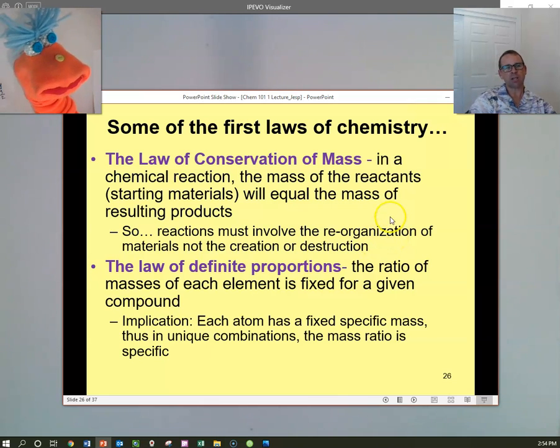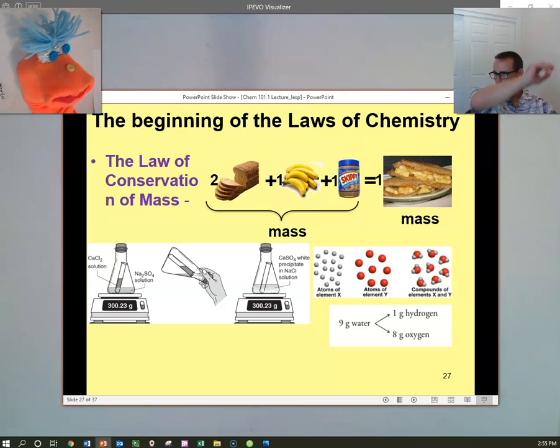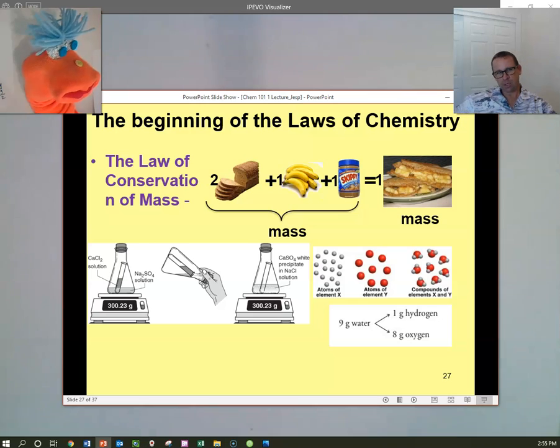Now I'm going to talk about some of these laws of chemistry. The first one is conservation of mass, and then we're going to talk about the law of definite proportions. Okay? So the law of conservation of mass should be pretty straightforward. Basically, whatever you put into a chemical reaction together, you get out in the products, in terms of mass. Matter is never created or destroyed. And that's always true.